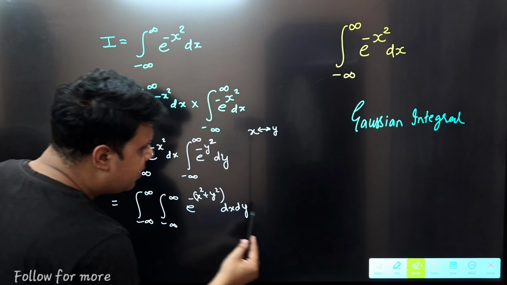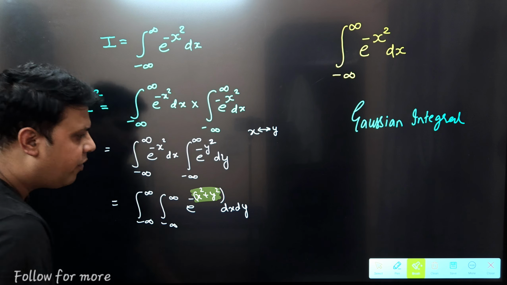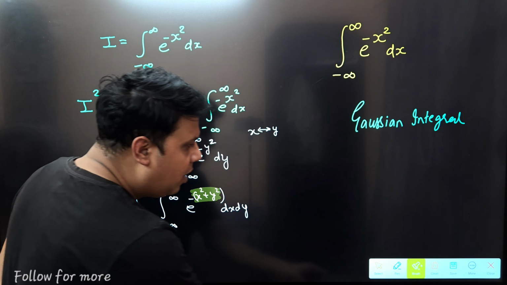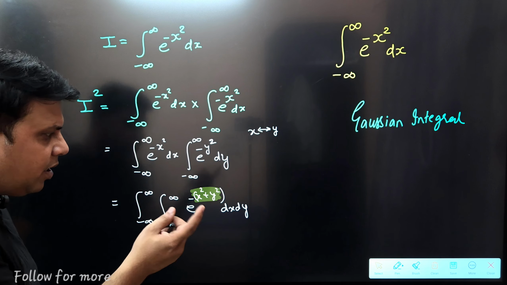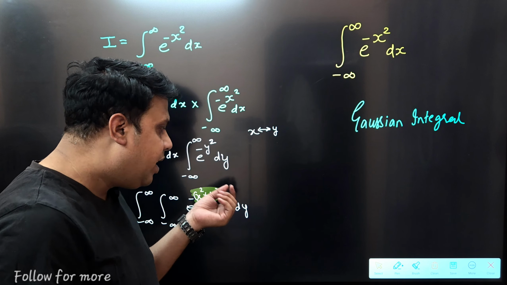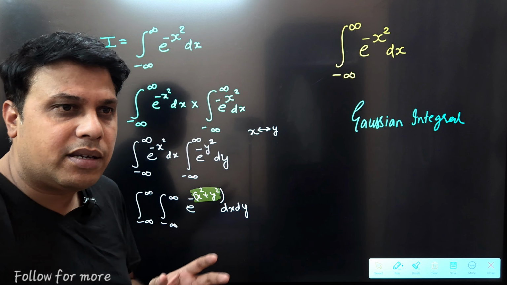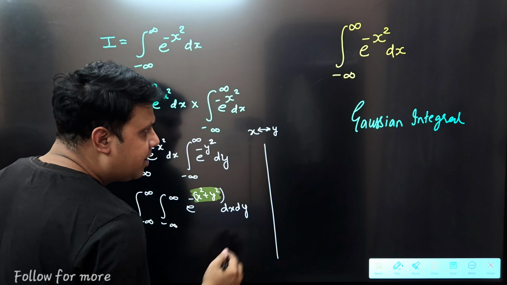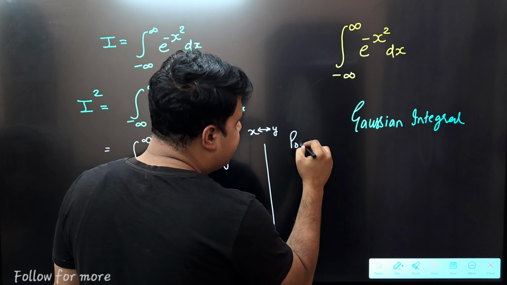Now by looking at this expression, you are definitely sure that this is going to form a circle, right? If I equate it to something like a radius, it can be a circle equation, right? So what I can do is go to polar coordinates.